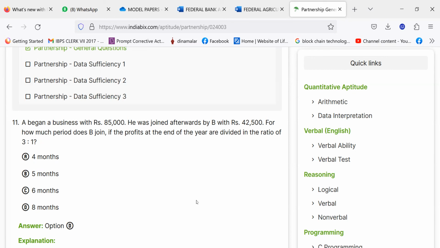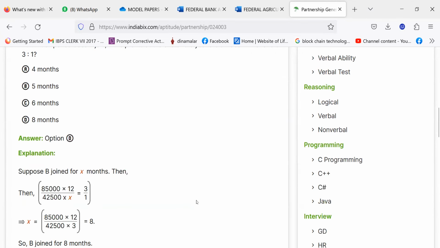One minute. Here I want to caution you. In this question, they are asking for how much period B joined. Sometimes they may confuse you by asking, after how many months did he join? That also they can ask. In that case, the answer will be 4. So you must be very careful. Now explain about this.